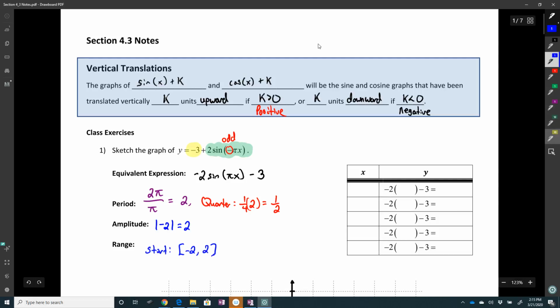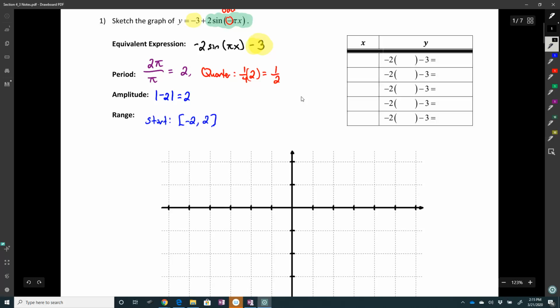But remember that we went down 3. So in addition to this, I'm going to have to do minus 3 from the start, or the beginning of the range and the end of the range. And when I do that, that gives me my new value. Negative 5, comma, 2 minus 3 is negative 1. So my new range is negative 5 to negative 1. All right. So we know that each tick mark has to be a half, because that's what each quarter is.